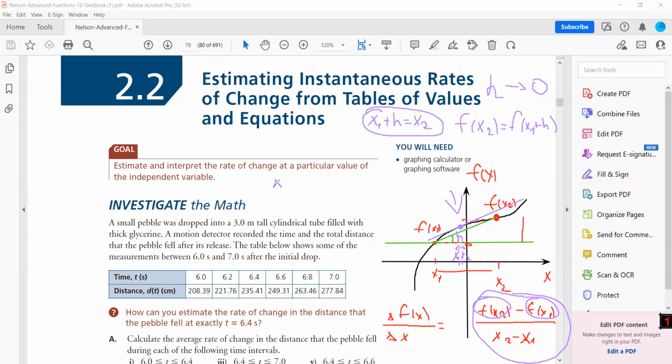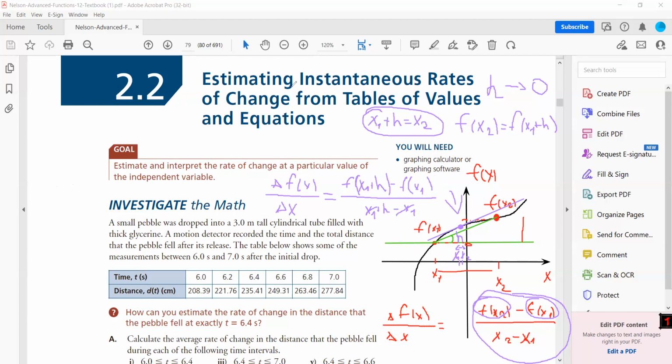So delta f of x over delta x would be equal to f of x1 plus h, subtract f of x1. Again, from the end we subtract the beginning, and here we would have x1 plus h subtract x1. After simplifying, you would see that only h is left behind on the bottom. And this is our function for instantaneous rate of change.